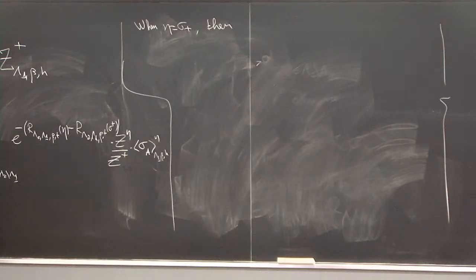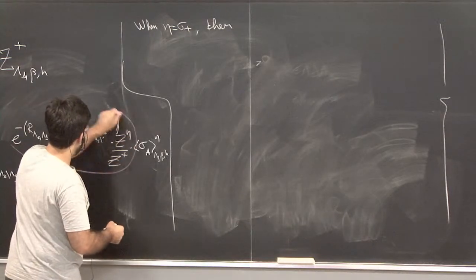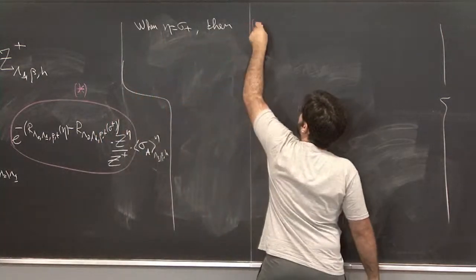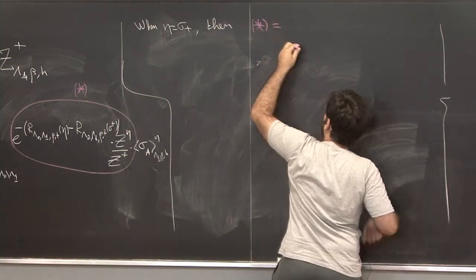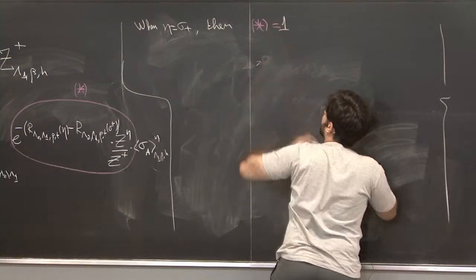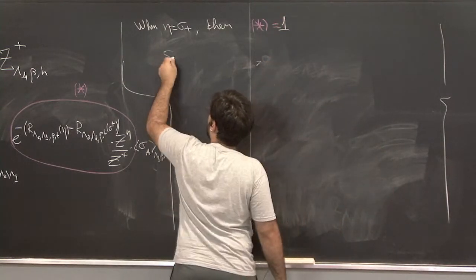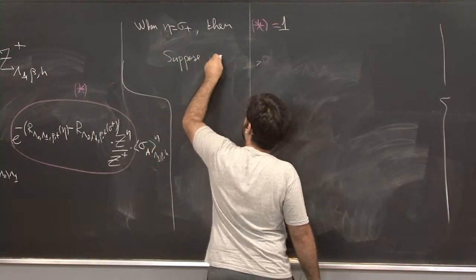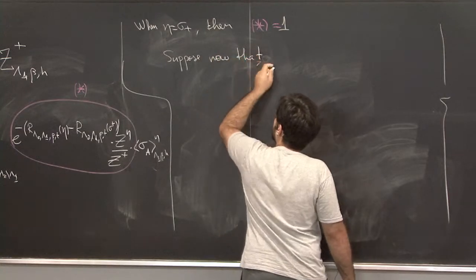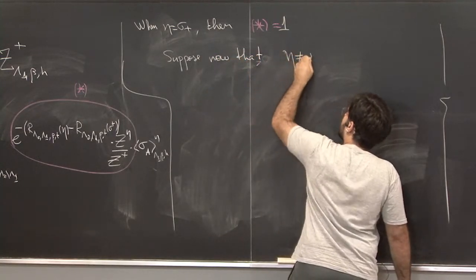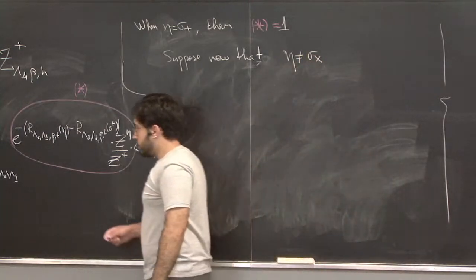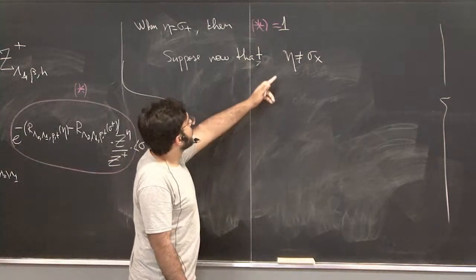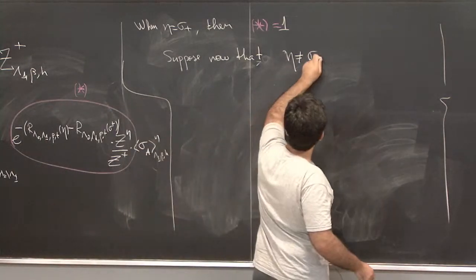So this means that this part right here, that I will call star. So when they are equal, then star is equal to 1. So suppose now that this is not equal to sigma plus, okay?